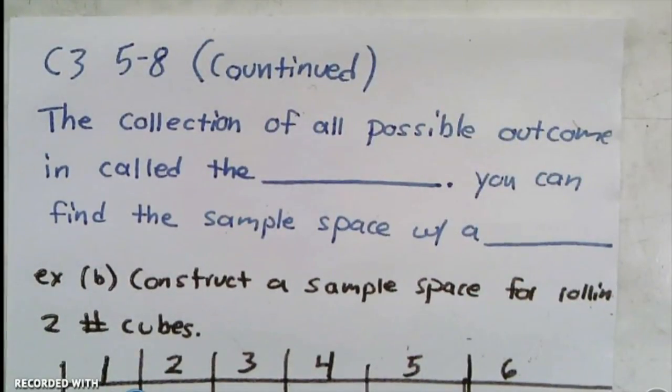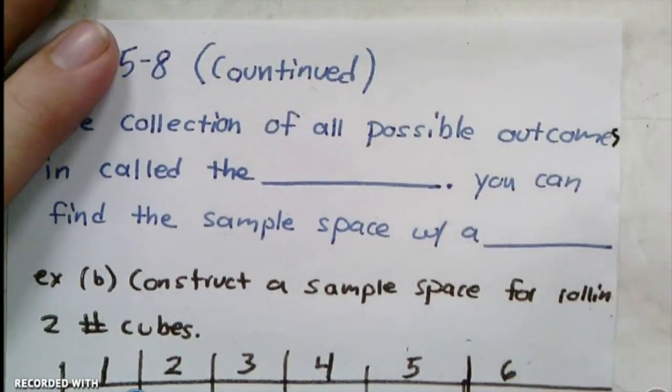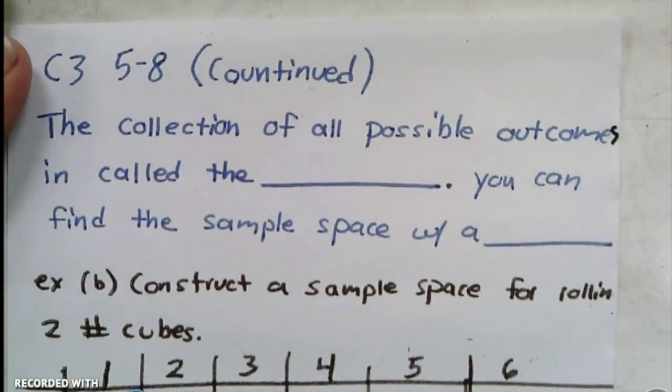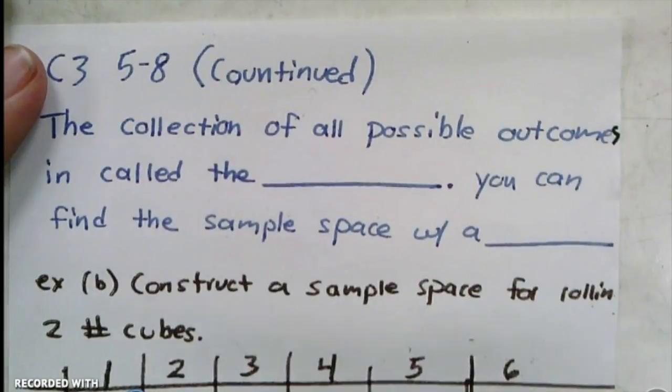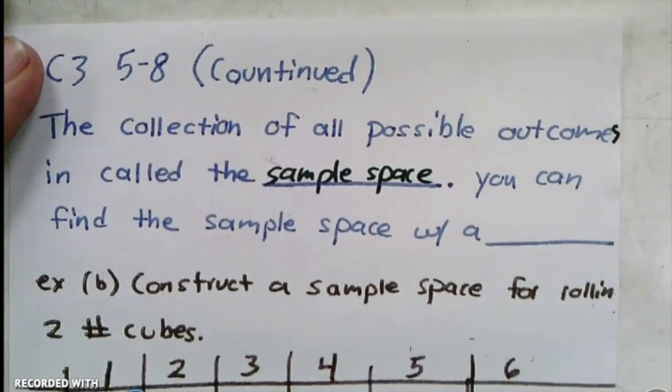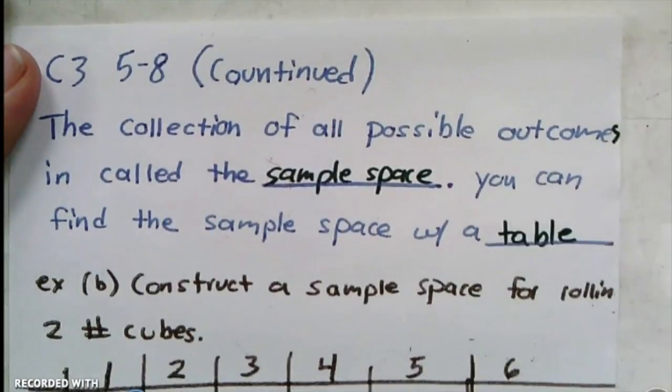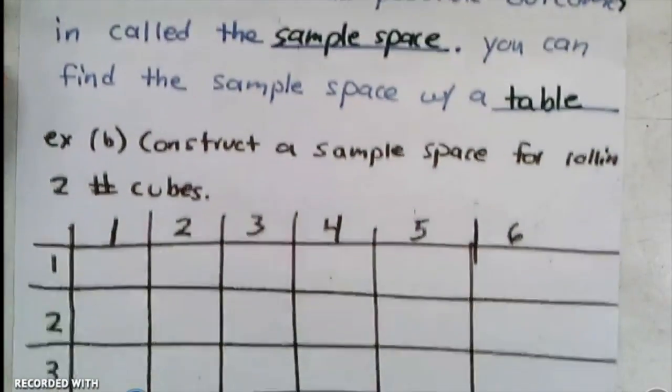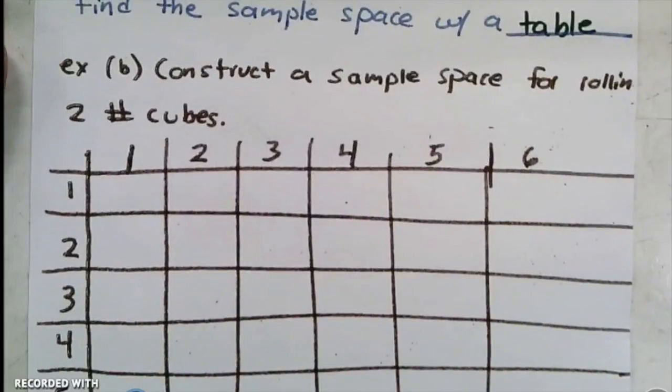The collection of all possible outcomes is called the sample space. You can find the sample space with a table. All right, and this is the way this works. This looks a little tedious, but it's not hard. It just takes a long time.